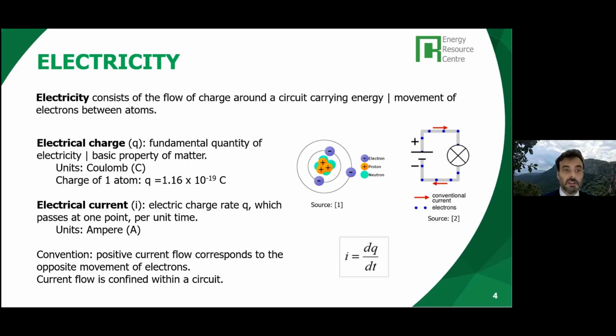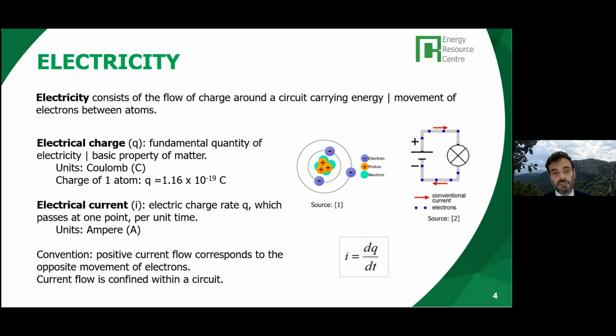The electrical charge is the fundamental quantity of electricity. It is measured in a unit called the coulomb, which is the electrical charge found in the electrons. The electrical current is the electric charge rate which moves from one point to another per unit time. The electrical current, sometimes known as intensity, is measured in amperes. It's like the flow of electricity.